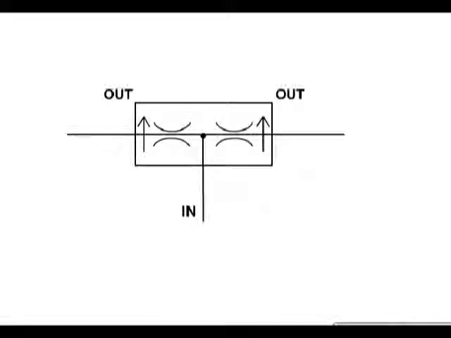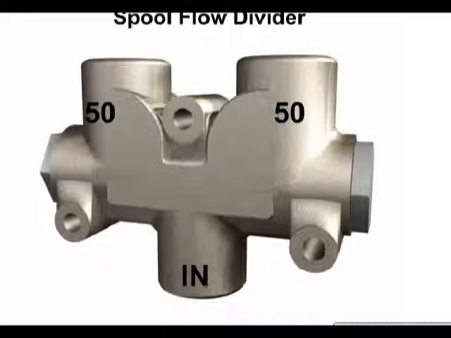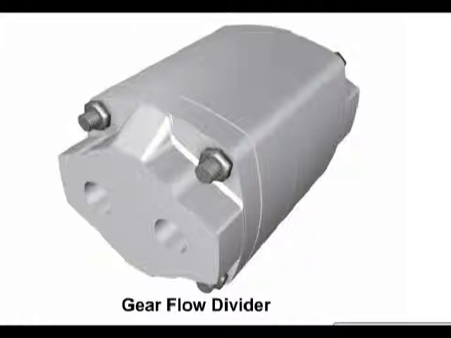Proportional flow divider is a device that divides flow into two or more flow parts. By dividing the flow, a single pump can be used to operate multiple circuits at the same time. The two types of proportional flow dividers are the spool and the gear or rotary.